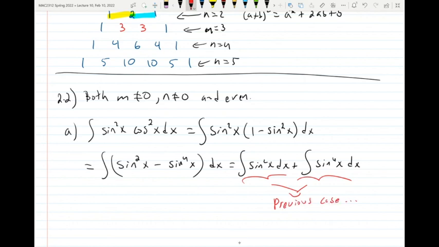So, Professor, why is it plus? Should it be minus? Should be minus. Remember, that's to see if you're paying attention. Well, I am.